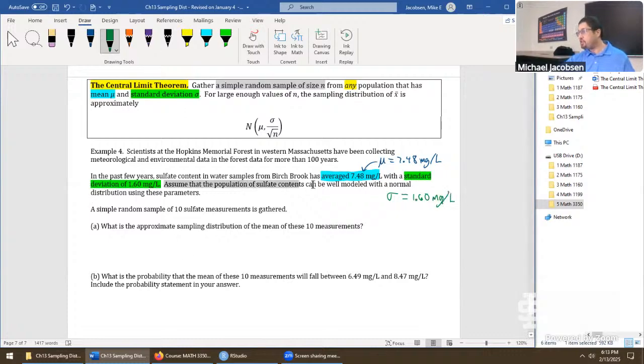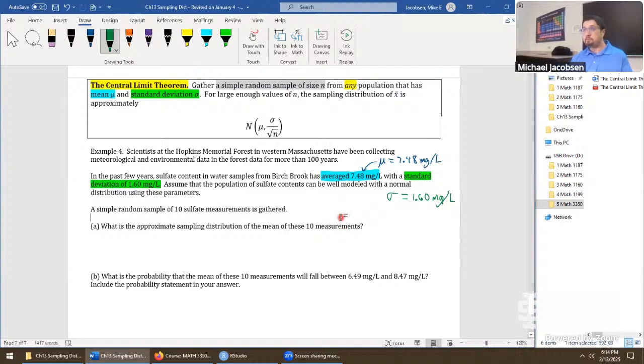So we'll assume the population of sulfate content can be well modeled by a normal distribution using these parameters. So that's the big assumption. What that assumption is saying, or really admitting, is that we don't really know those values. We're just going to say, if we assume that these values are accurate, it came from a good place, it's from data, what can happen when we go to gather this sample? So this is the what if analysis going on in this problem. And again, it's weird. They haven't even gathered the sample. They're just using old data from the past few years to try to model the population through those parameters.